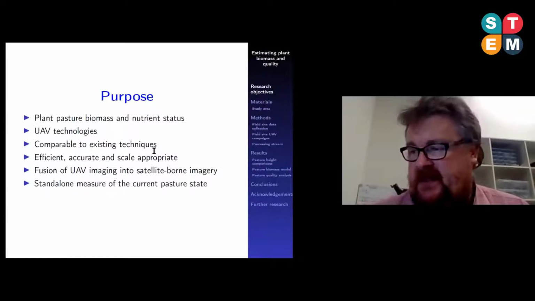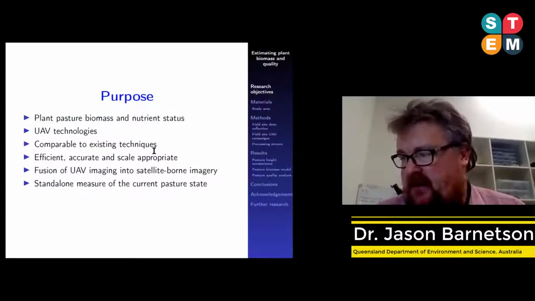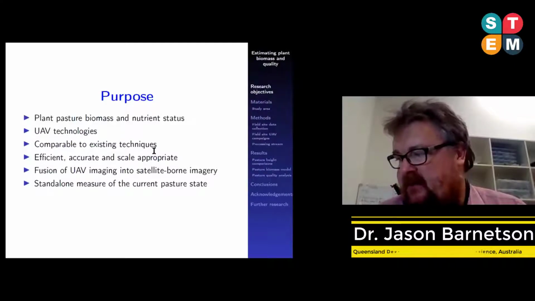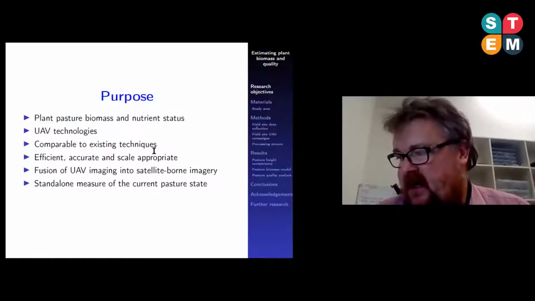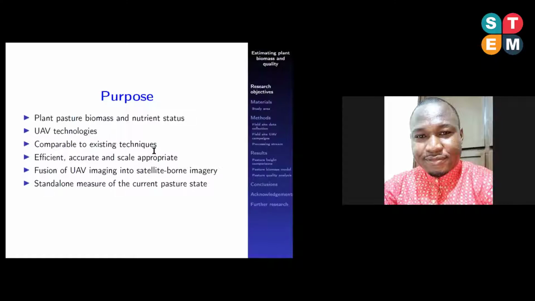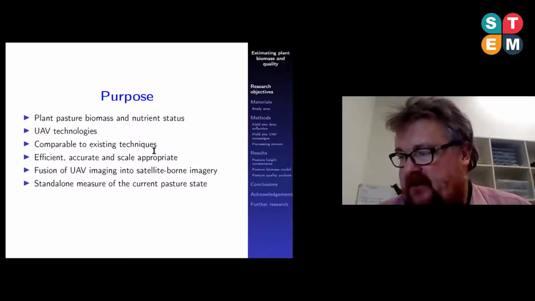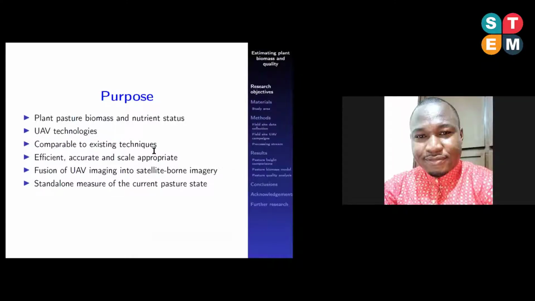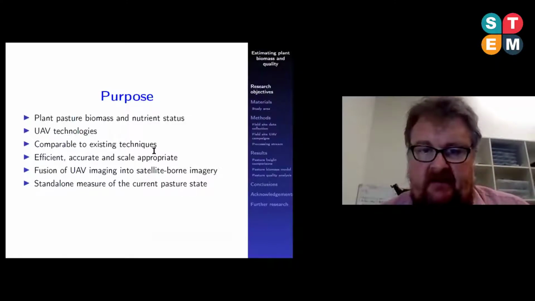The purpose of this piece of research was to develop a method to estimate plant pasture quantity and quality that is comparable to traditional manual sampling techniques as a more efficient, accurate, and scalable means of mapping the pasture resource, as well as providing new opportunities to build or fuse into satellite-derived imagery, and importantly, as a standalone measure of the current pasture state for more sustainable stocking rate determination.